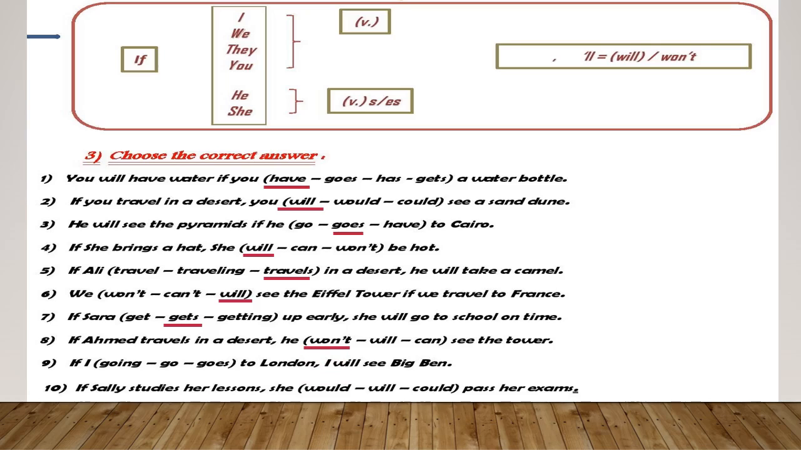Number 9. If I goes to London, I will see Big Ben. I takes verb zero without any additions. If I go. Number 10. If Sally studies her lessons, she could pass her exams. Yes, if Sally studies her lessons, you put will. Yes, will pass her exams.